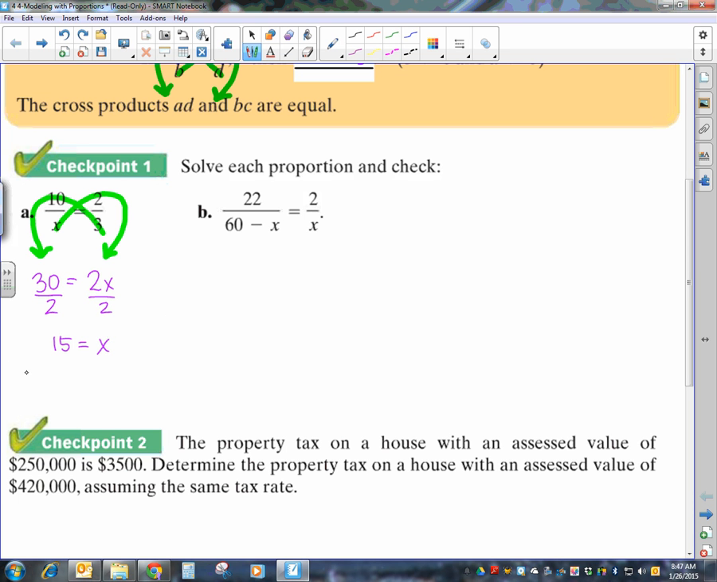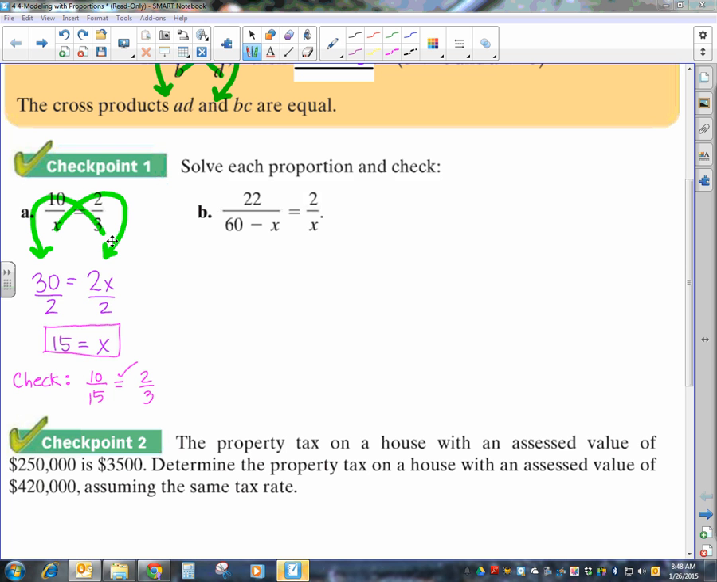Now, to remind you, just what we finished talking about at the beginning of this chapter, we check it by always putting it back in. So 10 over 15, does that equal 2 over 3? And you can look at that as your equivalent fractions. 2 times 5 equals 10. 3 times 5 equals 15. So it does check, and our answer is x equals 15. All right, so let's go to the next one.